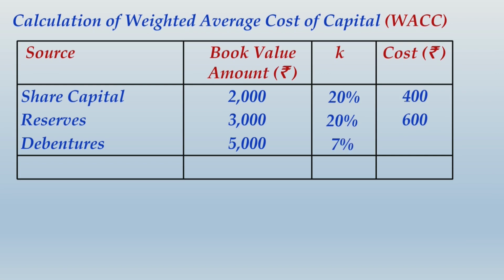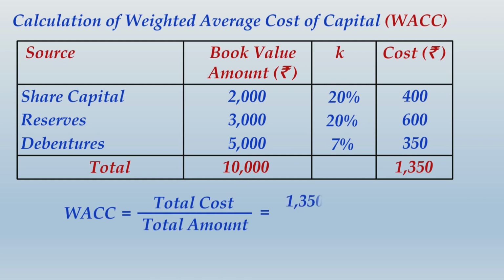And in the last cost column, we are applying these percentages on the book value amounts to arrive at the exact cost by monetary value. When you take the total of the amounts of capital, it comes to 10,000. It was already given in the balance sheet. When you take the total of cost, it comes to 1,350. So your weighted average cost of capital will simply be total cost of capital divided by total amount of capital, which will be 0.135 or 13.5%.